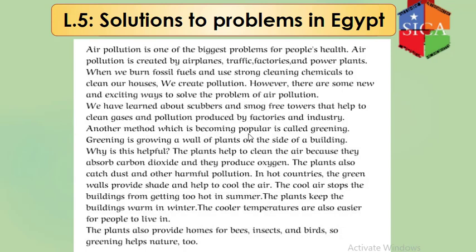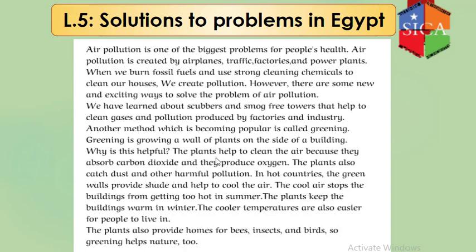Another method which is becoming popular is called greening. Maybe you heard about going green. So what is the meaning of greening? Greening is growing a wall of plants on the side of a building, as we see in the last picture. Why is this helpful? The plants help to clean the air because they absorb carbon dioxide and they produce oxygen.